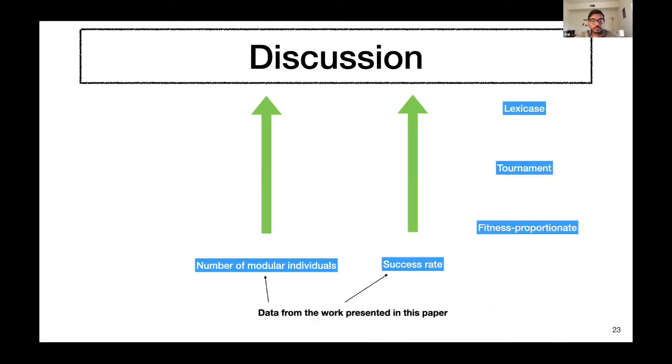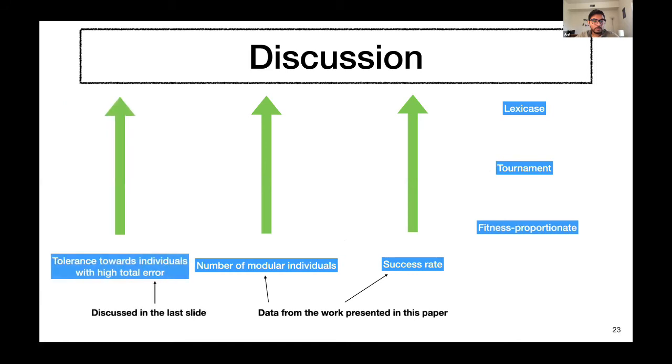Now this graphic summarizes the information that we have about selection algorithms. From the data, we know that both the average number of modular individuals and success rate increase in this order. That is, fitness proportionate has the least of these quantities, and Lexicase Selection has the most of these quantities. And now, from what we have discussed in the last slide, tolerance also follows the same order.